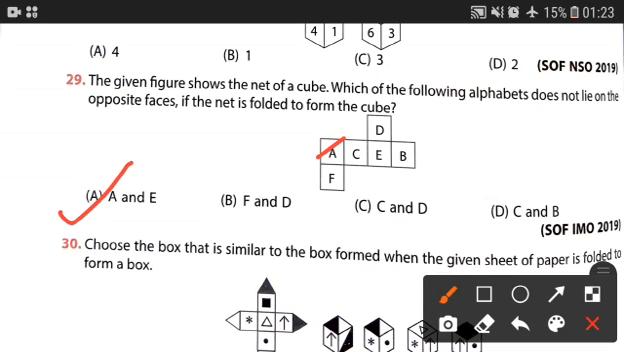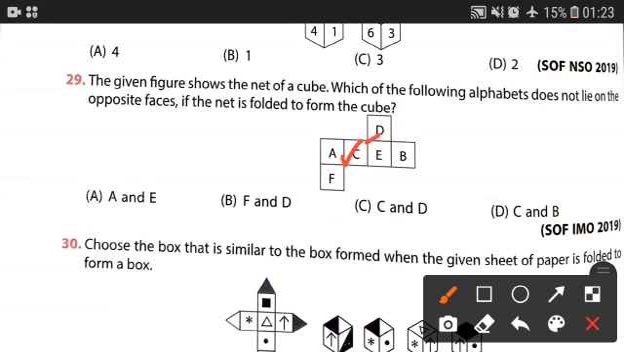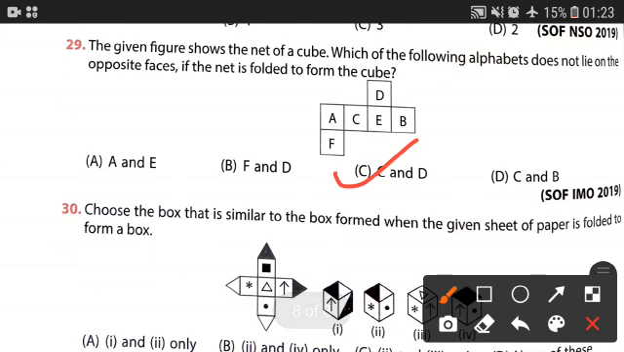So A and E are opposite, this can form. Then F and D are opposite, this can also form, they will lie on opposite faces. C and D are not opposite, they are adjacent, so these are not opposite ones. Next is C and B. C and B are opposite ones. So the correct option for this question will be option C.